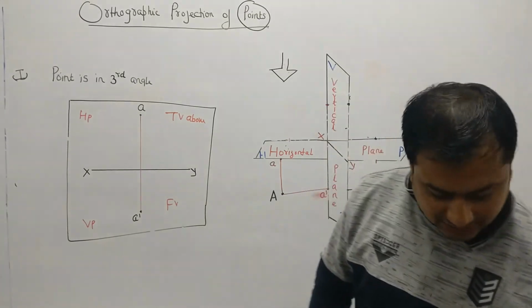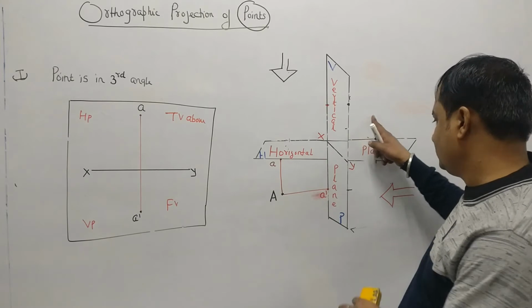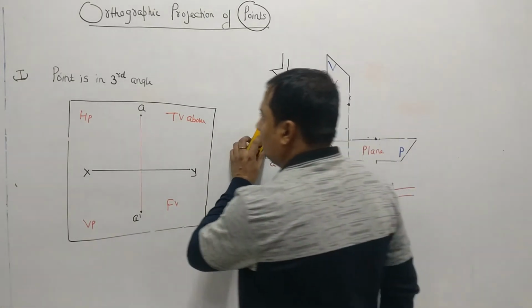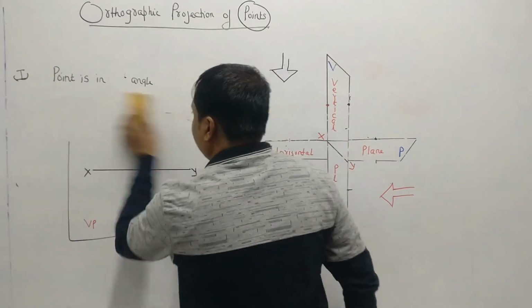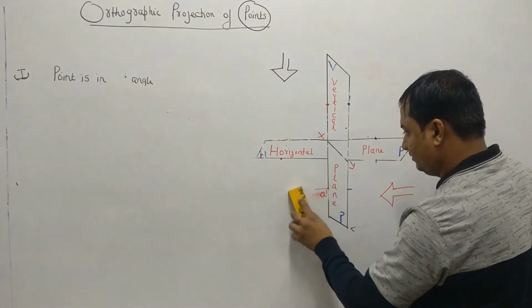Now coming to the last angle, it's very clear now. The third angle is the reverse of the first angle. So what is going to happen in the fourth angle? That will be the reverse of the second angle. So how is it going to be reversed? Let's see that also. So now the point has been shifted from here.